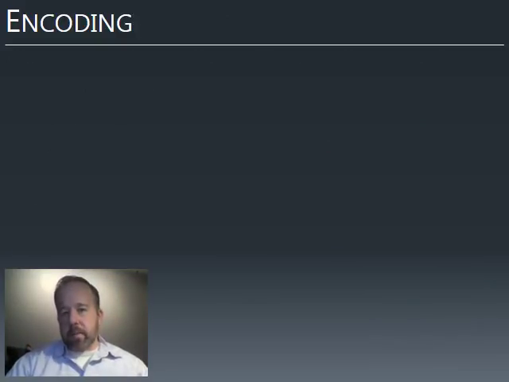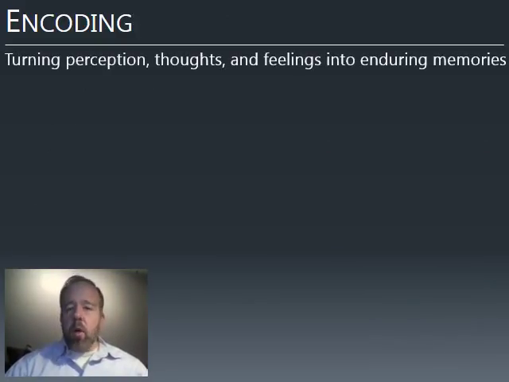So we'll start with encoding. And encoding is the process of turning perception, thoughts, feelings into enduring memories, or at least into something that can be turned into permanent memories. So perception, that is information we interpret coming from our senses; thoughts, our own internal cognitive processes; and feelings, our emotions. These are all different kinds of information that we can store for later use. But encoding is that first step.